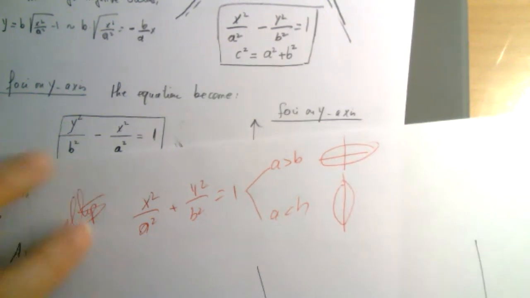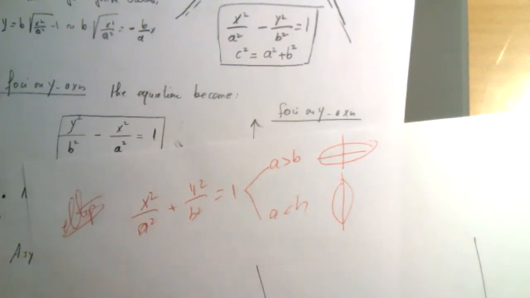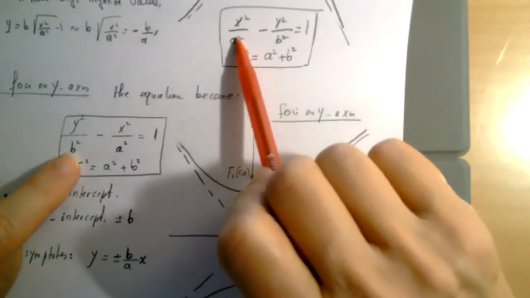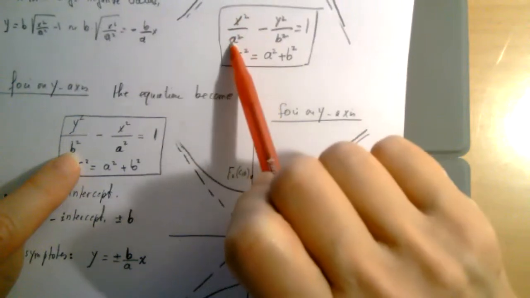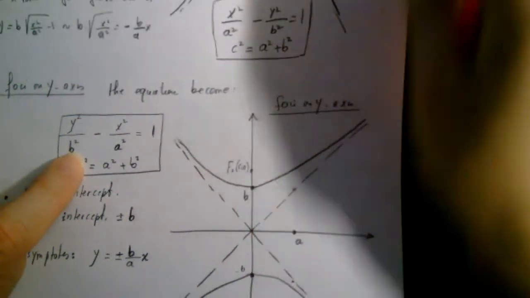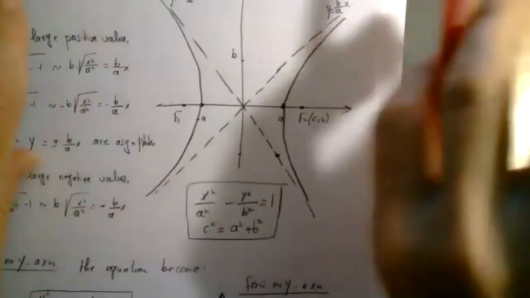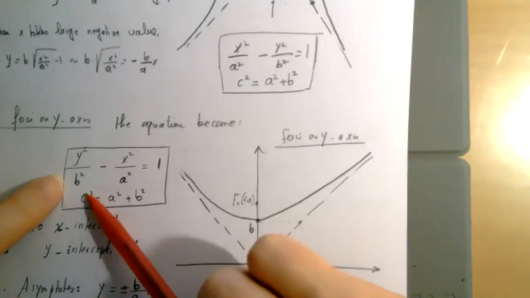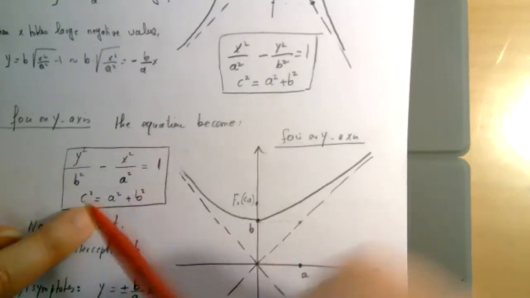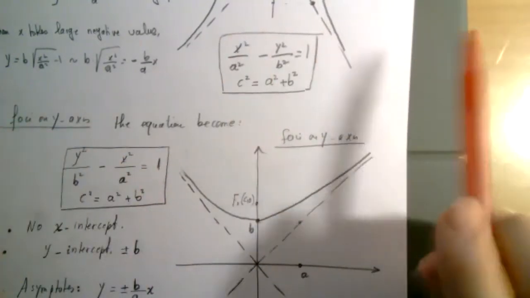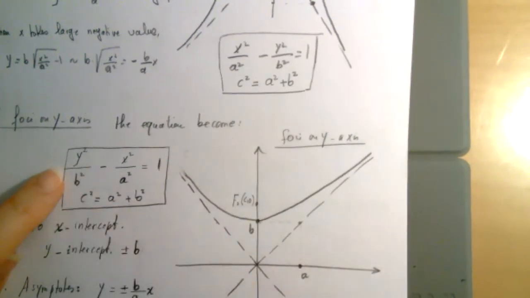Hyperbola is different. It doesn't care whether a is bigger than b or a is less than b. What the hyperbola cares about is what you start with. So if you have x squared over a squared minus y squared, then this is the shape of the hyperbola. So the branches are to the left and right, basically. If you have y squared over b squared minus x squared over a squared, the branches are up and down, not left and right. So we have to start with y squared over b squared.